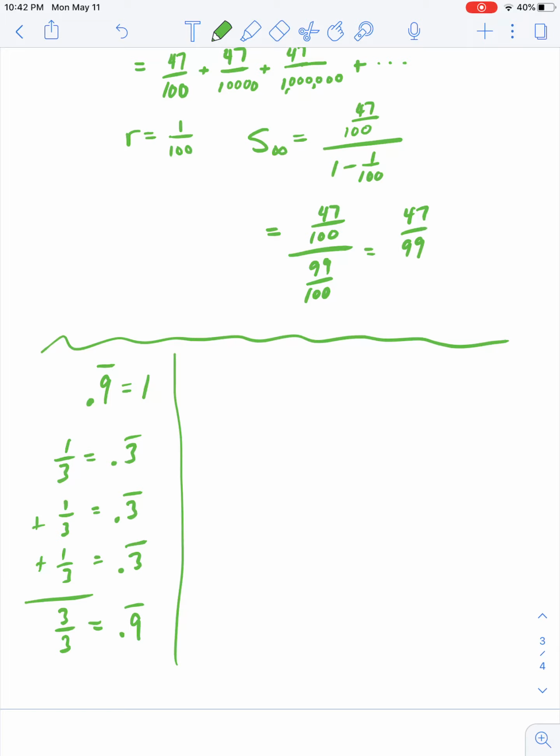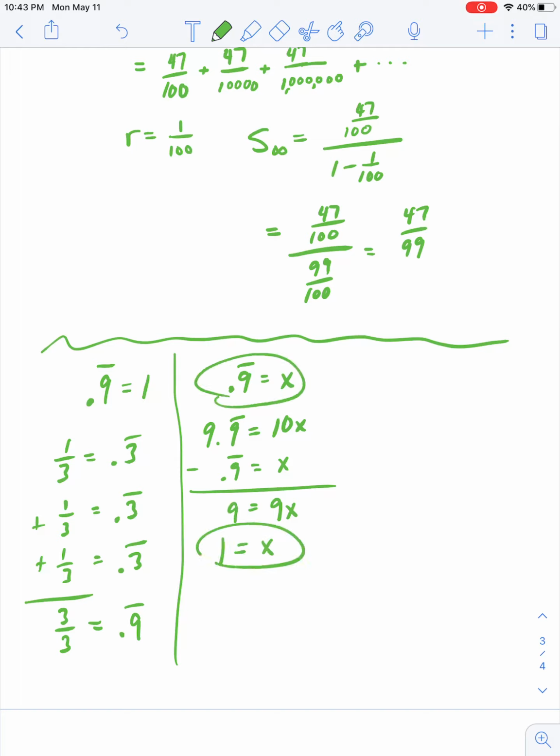We saw it another way. We said, what if we call 0.9 repeating x? Then if I multiply both sides by 10, that would move the decimal, so I'd get 9.9 repeating equals 10x. Right? So then if I subtracted the equations from each other, I got 9x equals 9. So x was 1, but x was 0.9 repeating. So by the transitive property, 1 and 0.9 repeating are the same.